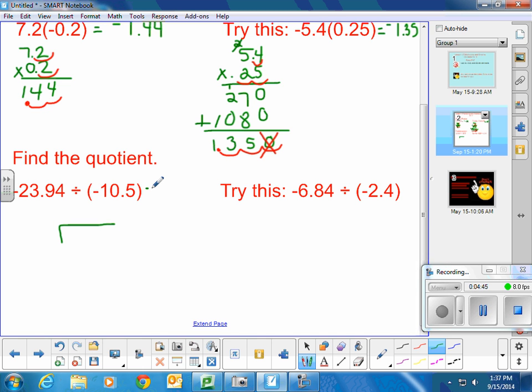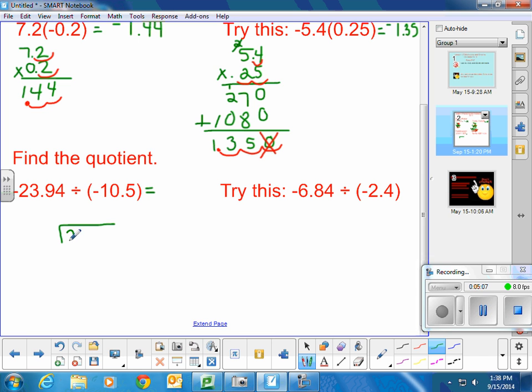Again, I would make sure to decide before I even start whether the answer is going to be positive or negative. When you have 2 signs that are the same, the answer is always going to be positive. Bad things happening to bad people is good. So I'm not going to worry about putting a sign there since it's positive.